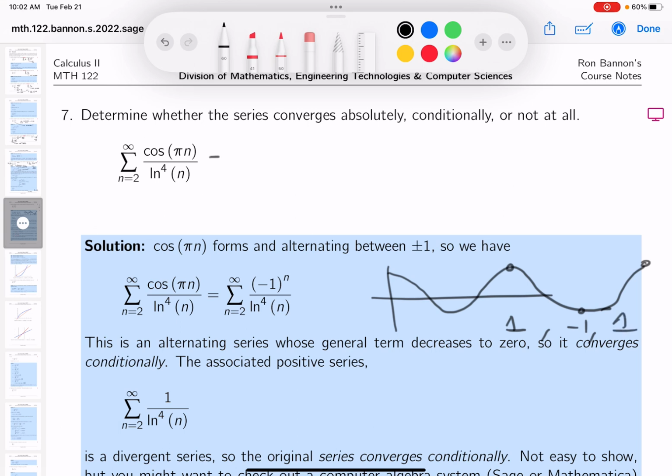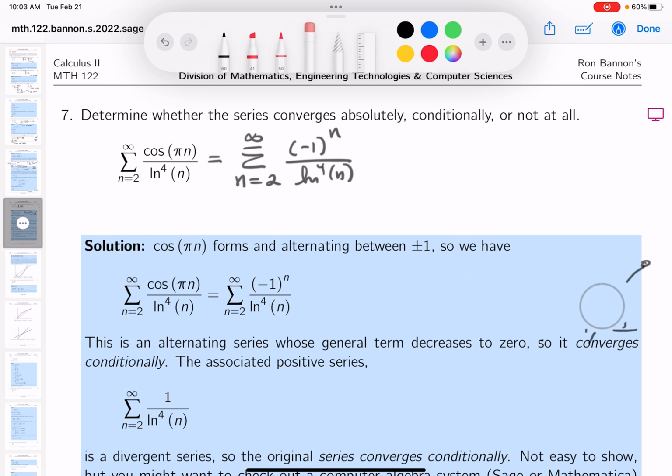So this alternates. And I'm going to write this in a better fashion. n equals 2 to infinity. And that would be minus 1 to the n, because n starts at 2, by the way. And then you get the natural log of 4n. So my issue over here is that this isn't so bad to write down, and I know what a_n is. I'll write this down for you. a_n is going to be 1 over the natural log to the 4th power of n.